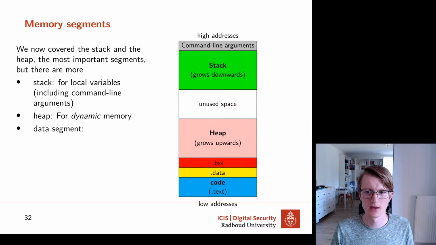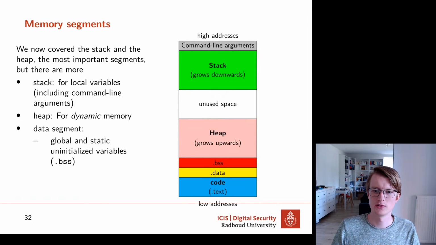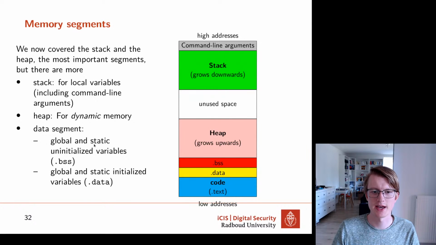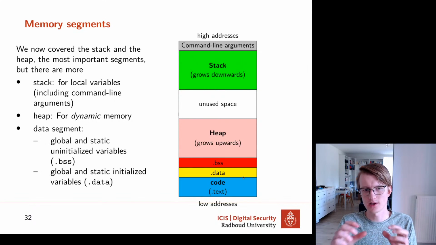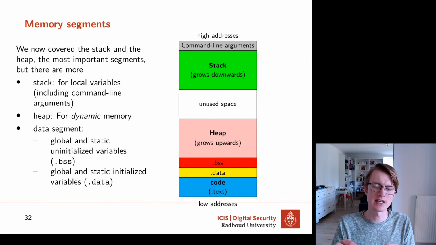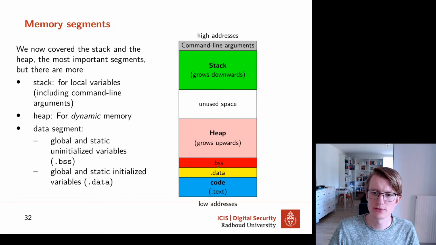Then there's the data segment, and that is where we put global and static uninitialized variables and the global and static initialized variables. These two are sometimes referred to together as the data segment, because that is where you store data. But some data are stored in the BSS part, and some in the .data part. The reason is that these have a value and these only have a size, because they're not initialized yet.